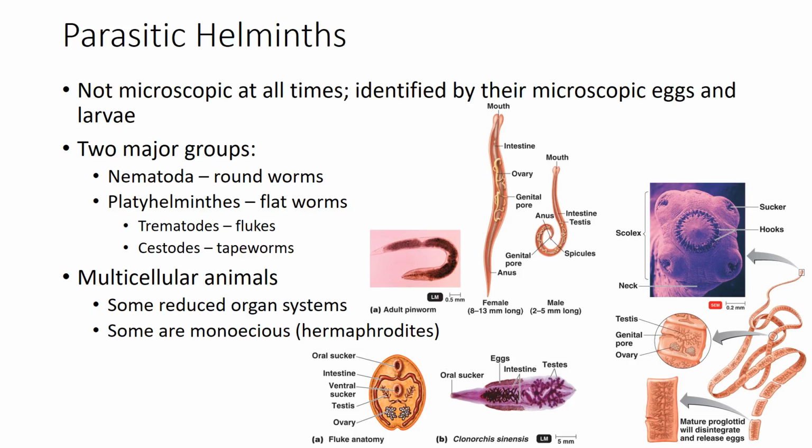and these are the parasitic helminths. Helminths are worms. They are not microscopic at all times. In fact, worms are multicellular animals. They have full organ systems. But we consider the parasitic helminths within a microbiology class because they are classified by their microscopic eggs and larvae. And so that means when they are transmitted from one host to another, they can't be seen.